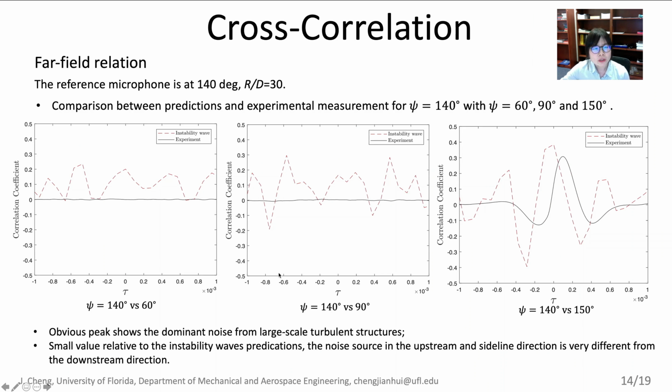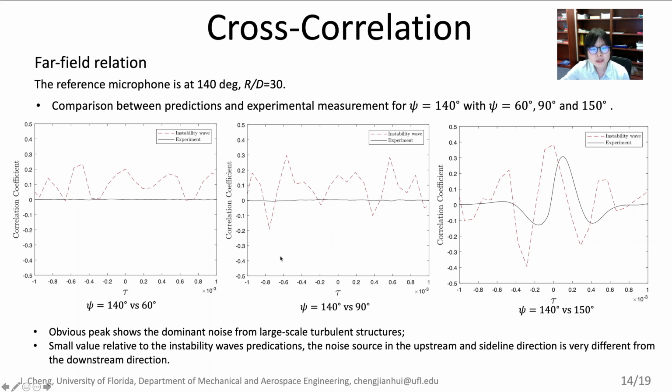Next, we show the cross correlation at the far-field region. We choose the reference microphone at 140 degrees, x/D equals 30. The comparison angles are 60 degrees, 90 degrees, and 150 degrees. For 150 degrees, you can see there is an obvious peak, which means that the noise source is similar for these two angles and is also from large-scale turbulent structures.